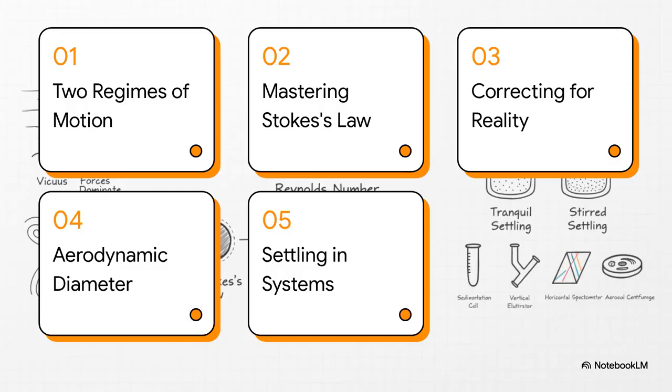Okay, so here's our game plan. We're going to start with the two fundamental forces that are always battling for control over a particle. Then we'll build up the perfect, ideal model for how particles move, and then, like good scientists, we're going to pick it apart and correct it for the messy real world. After that, we'll get into the universal metric that lets us compare apples to oranges, and finally, we'll see how it all plays out in actual real-world systems.